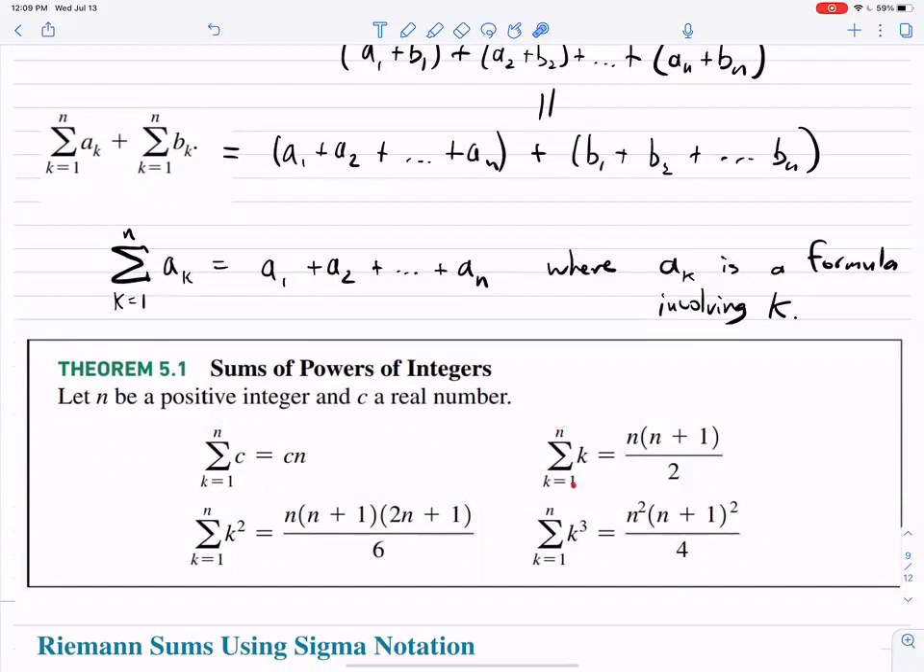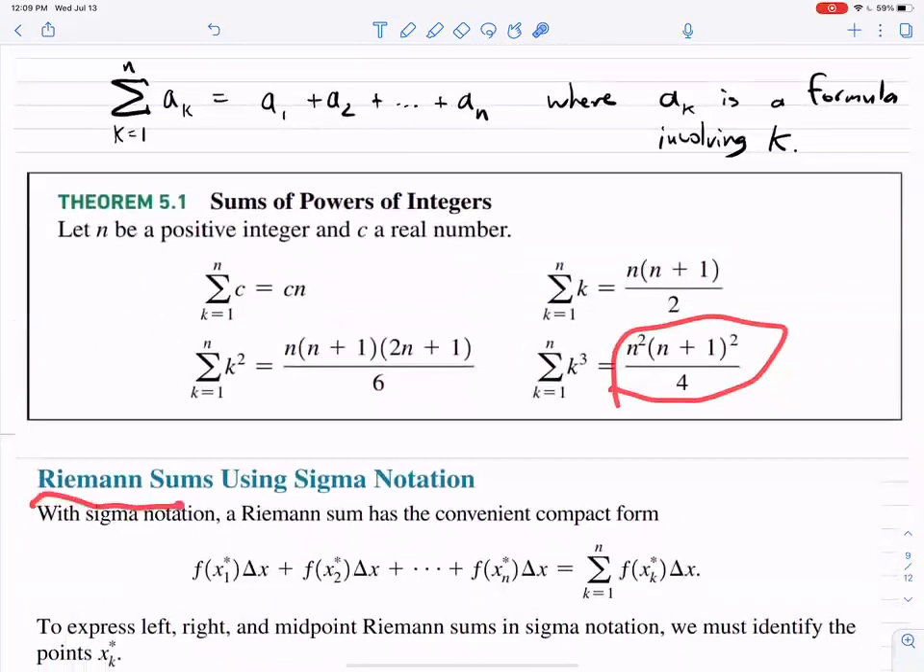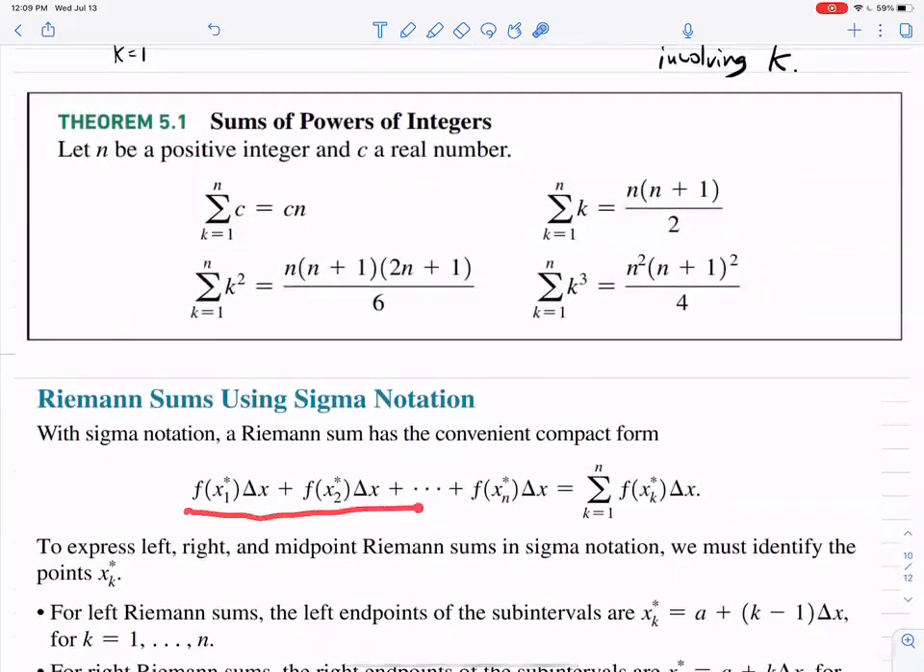The sum from k equals 1 to n of k is this formula. I won't prove where that comes from. And then k squared ends up being that formula. This gives you a way to actually calculate this sum without actually doing the sum. It only depends on what n is. Sigma notation is nice because it gives us a way to write Riemann sums in a very compact way. Remember, a Riemann sum looks like this, but using sigma notation, that is just this.